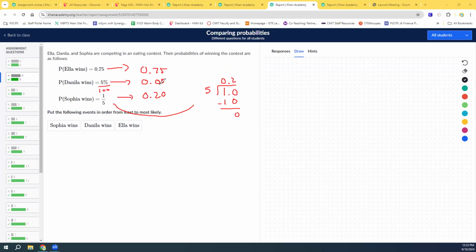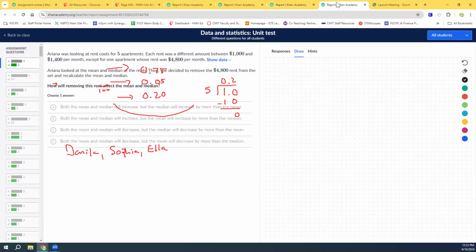And we can clearly see that Danila has the least chance of winning the eating contest. She will be first in the list. The next person, Sophia, has a 20% chance of winning. I like to write them as decimals and say them as percents. It gives me extra practice. And Ella has a likely chance of winning at that 0.75. All right, so I think you should be good for that.